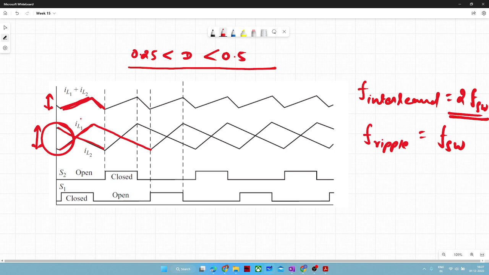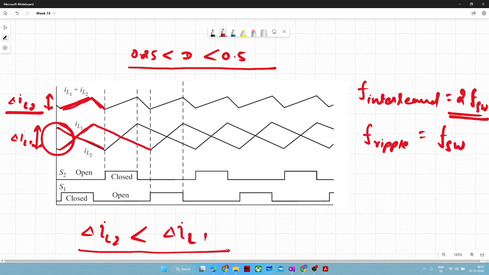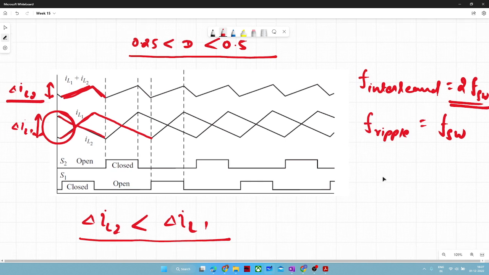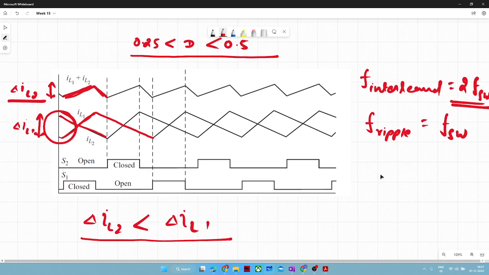It will certainly be less than this peak to peak. Let's say delta IL1 and delta IL2. In any case, delta IL2 will be less than delta IL1. How much less? That will again depend on inductor size, and again on the duty cycle. So these things are very interesting to visualize here.